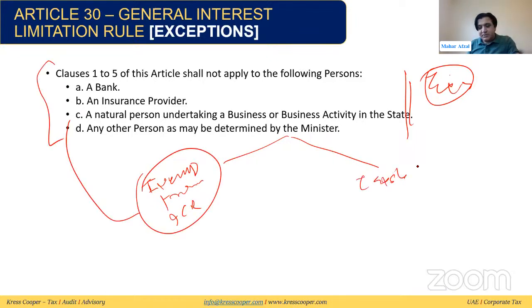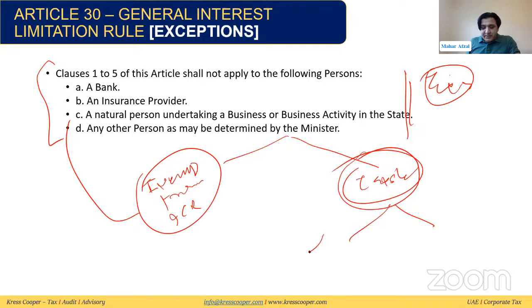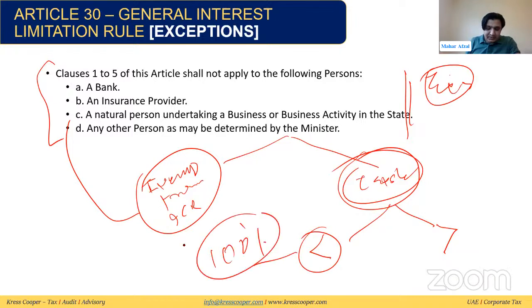The rest of the taxable persons are subject to the interest capping rules. Then for these taxable persons, there is a category: their net interest might be below the threshold or above the threshold. If their net interest is below the threshold, they will be able to claim 100% net interest while calculating the taxable profit. And if their net interest amount is beyond the threshold specified by the minister, then this interest capping rule will be applicable.